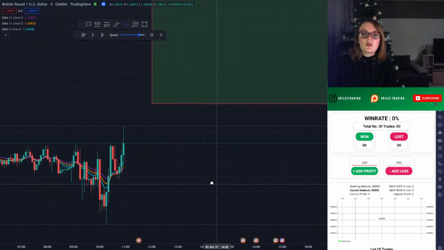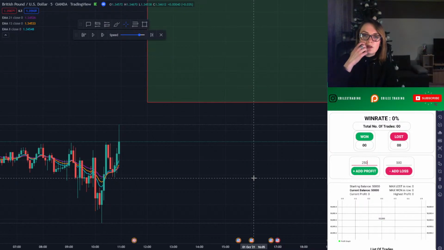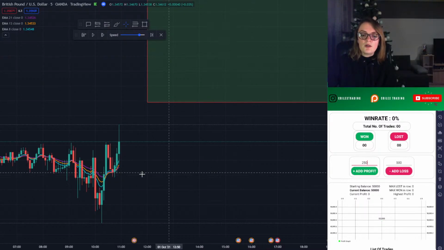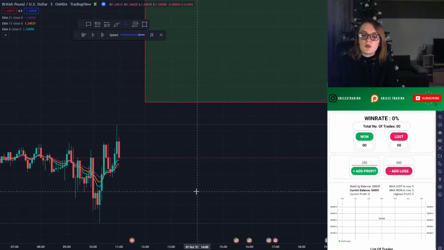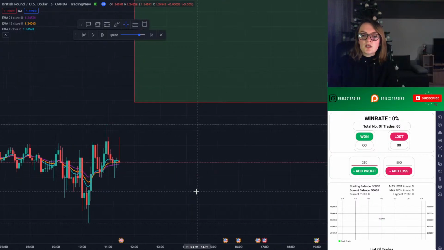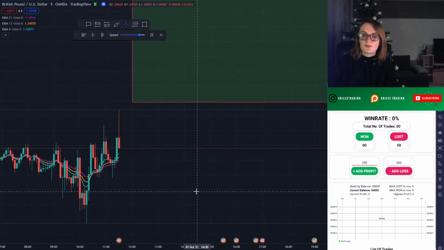And now I am going to backtest it on the GBP US dollar pair. We already marked on the 1 hour time frame the entry zones for buys and sells, and now I am going to use this 5 minutes time frame in order to find the entry points. So let's go into the backtesting, and if you have any questions, please write them in the comment section.